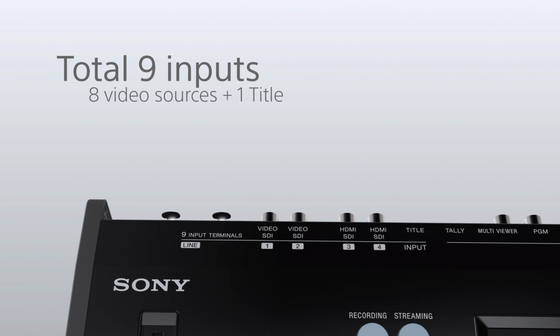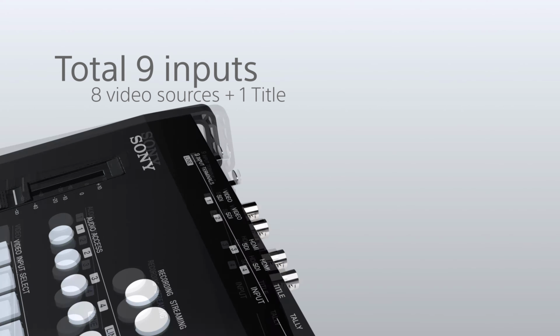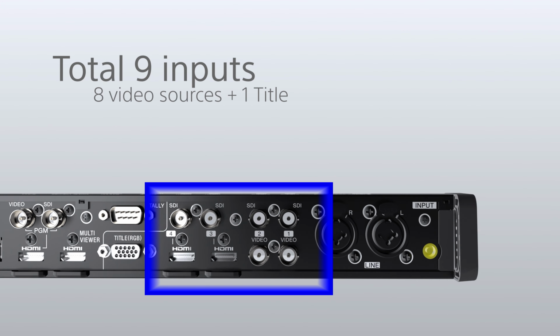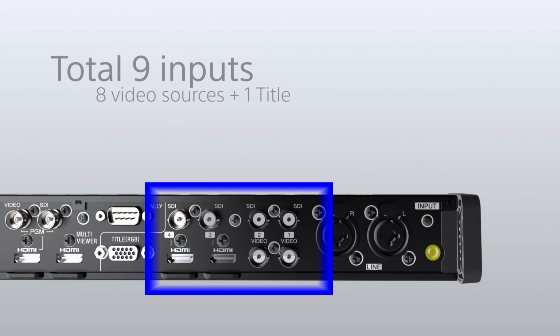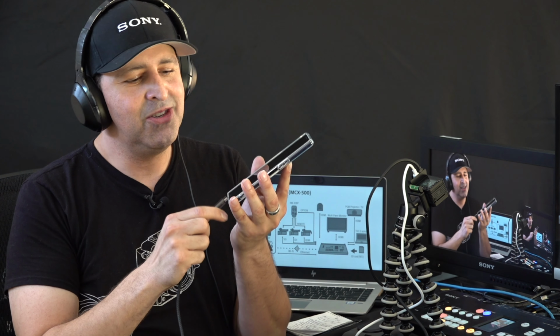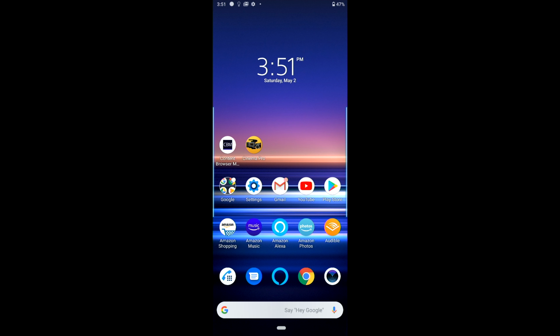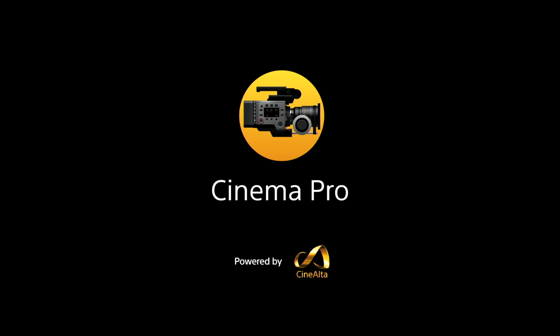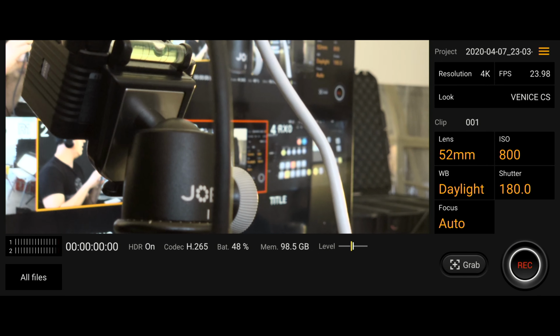So as you can see, you can connect any camera with an HDMI, SDI video component output. And you can even use this fancy little USB-C to HDMI cable to connect your cell phone as one of the video inputs. So now I have connected my Xperia 1 cell phone via USB-C to HDMI into the MCX 500 switcher. So let's say that I want to connect to this cool Cinema Pro app that comes with the camera that's powered by Cine Alta.